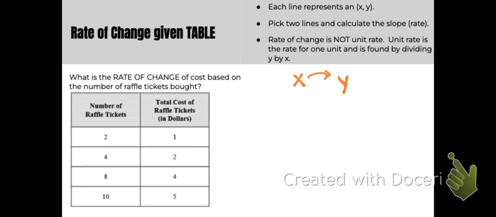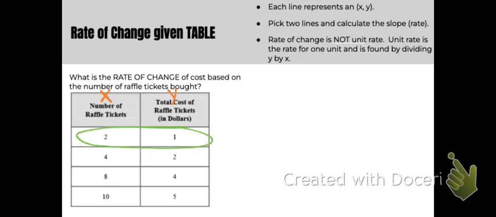So if we look here, the number of raffle tickets and the total cost of the raffle tickets, which one do you think is the X? This one. The number of raffle tickets that we buy determines the cost. So now that we've identified our X and Y, let's substitute in 2 of the points into the slope formula. So let's just pick the first 2 here.